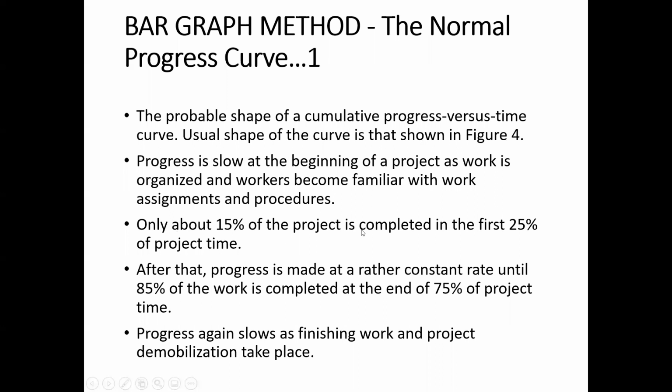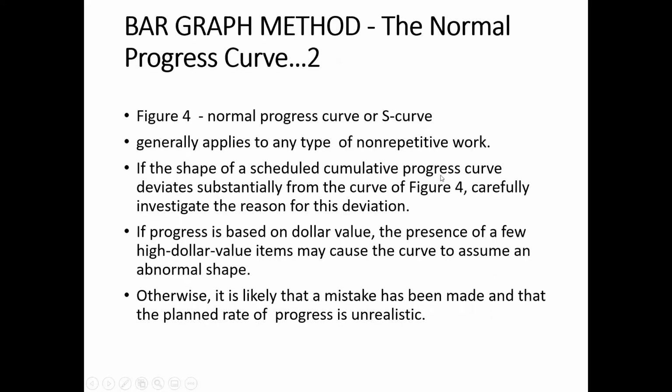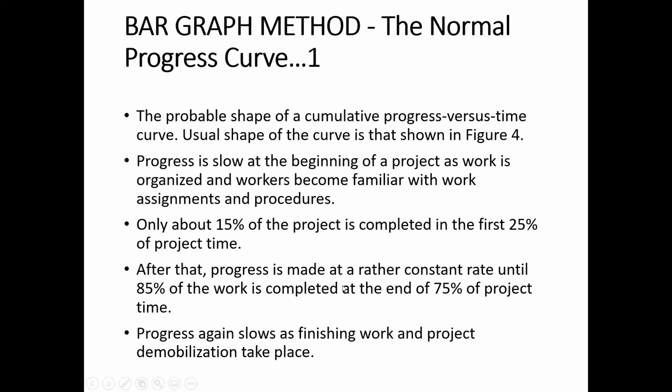Only about 15% of the project is completed in the first 25% of the time. So in the first 25% of the time, you can see that only about 15% of the work is completed. Remember that these are not very fixed figures. We are describing this curve qualitatively. In another project, in the first 25% of the time, the work may be only 10% completed, or it may be 20% completed. But qualitatively, the shape of the curve will be similar. So we are describing it qualitatively.